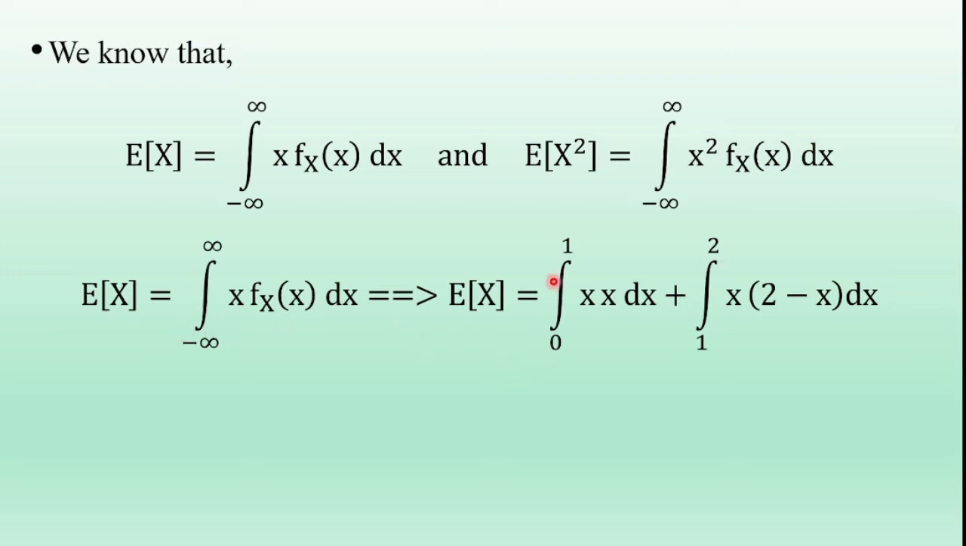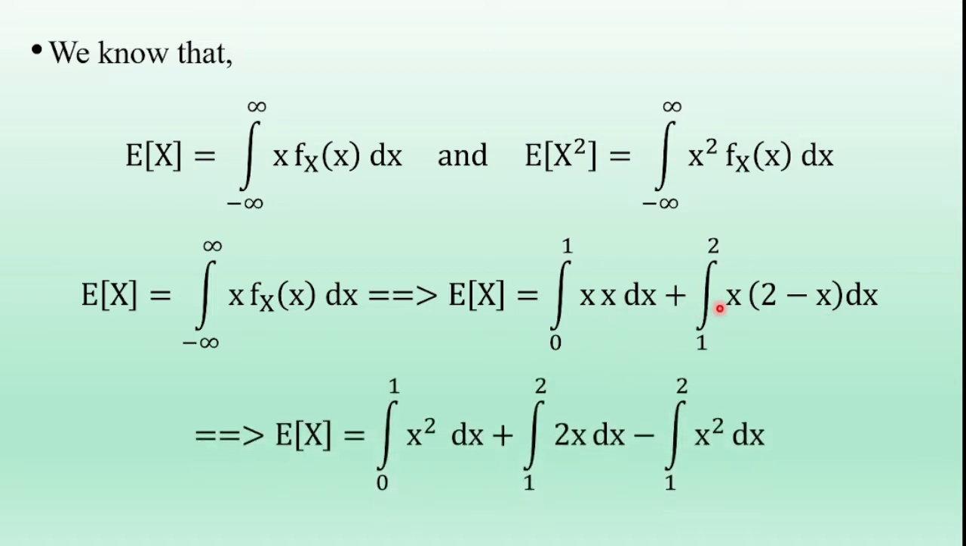Integral 0 to 1: for 0 to 1 the density function is x, into dx. For 1 to 2 the density function is 2 minus x. So this equals integral of x square dx, multiplying x within the bracket term and applying the integration to each term, we have integral 1 to 2 of 2x dx minus integral 1 to 2 of x square dx.